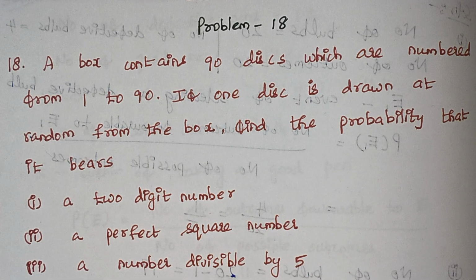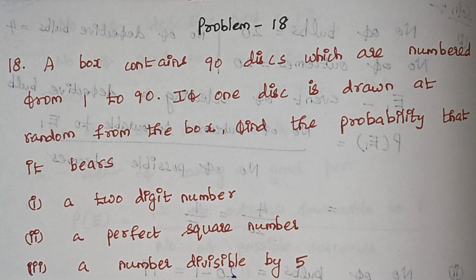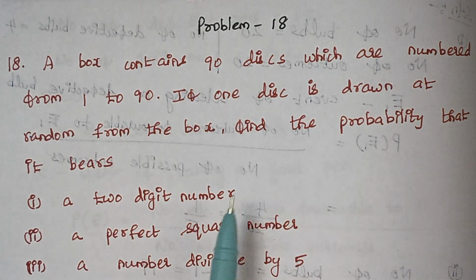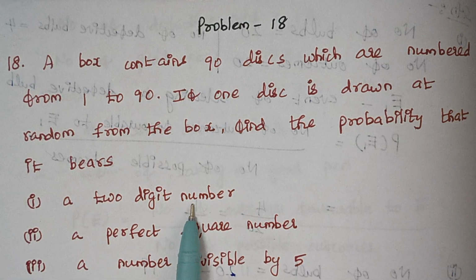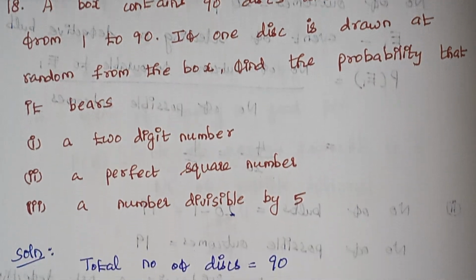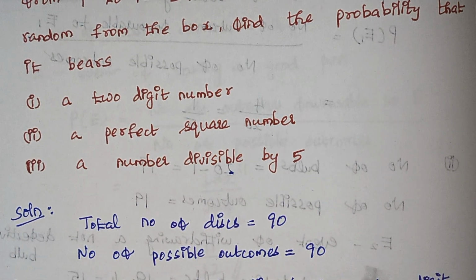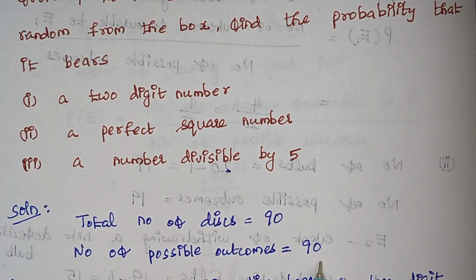So here totally we have numbers from 1 to 90. That is, we have 90 discs. We are selecting one disc at random and we are asked to find the probability that we have selected a disc that has a two-digit number. So the first thing is the total number of discs is 90, which means that the number of possible outcomes is 90 because we have only 90 discs.